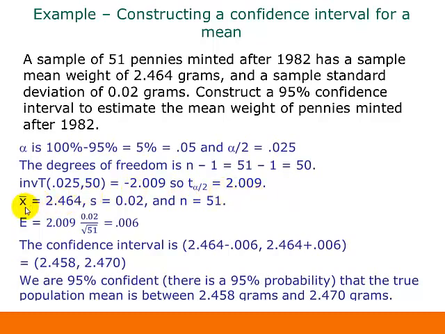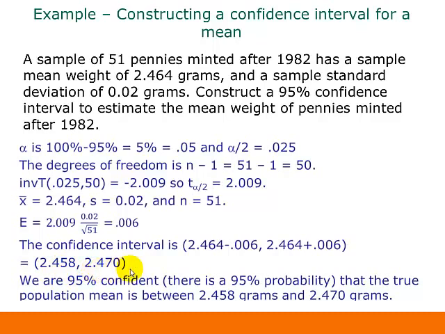Our point estimate, which is our sample mean, is 2.464. Our sample standard deviation is 0.02, and our sample size n is 51. So here's what the formula looks like. We have 2.009 times 0.02 divided by the square root of 51, and that gives us a margin of error of 0.006. So for our confidence interval, we take our sample mean minus the margin of error and our sample mean plus the margin of error to get our two limits. And this gives us a confidence interval that goes from 2.458 grams to 2.470 grams.